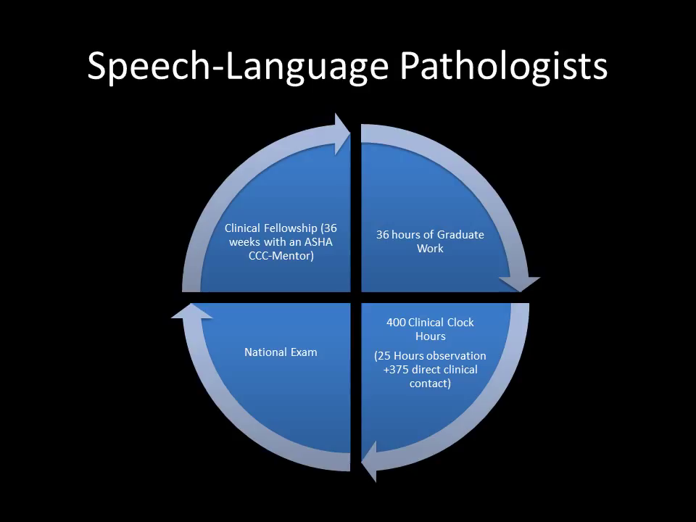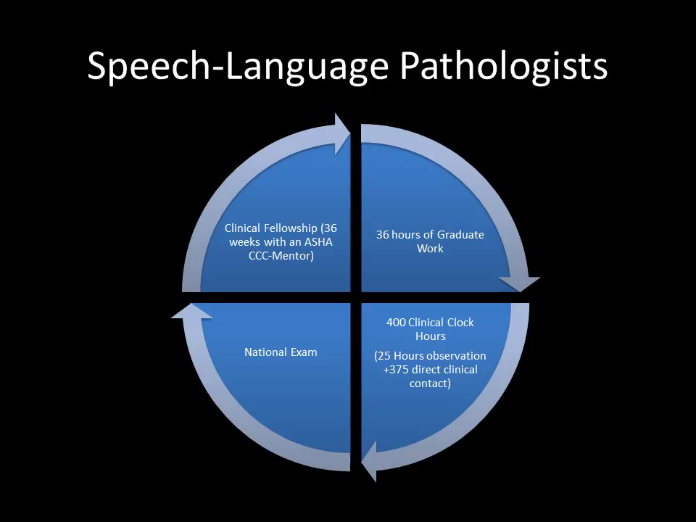One individual who works with communication disorders is the speech-language pathologist. The speech-language pathologist is a trained, licensed, certified individual who can treat, diagnose, and help prevent communication disorders. The training takes place in graduate school after one receives their undergraduate degree. There are 36 hours of graduate work and 400 clinical clock hours that must be attained. 25 of those hours can be observation, but 375 have to be direct clinical contact where the graduate student is actually working with patients and clients under supervision.